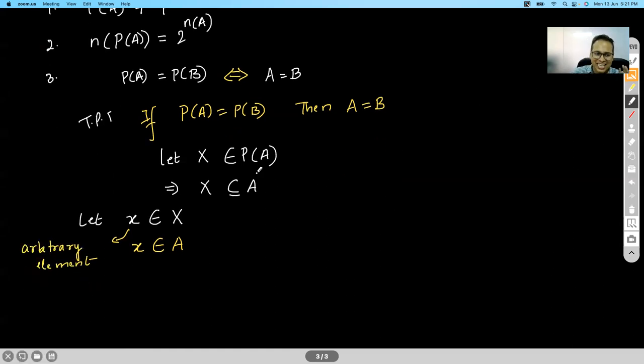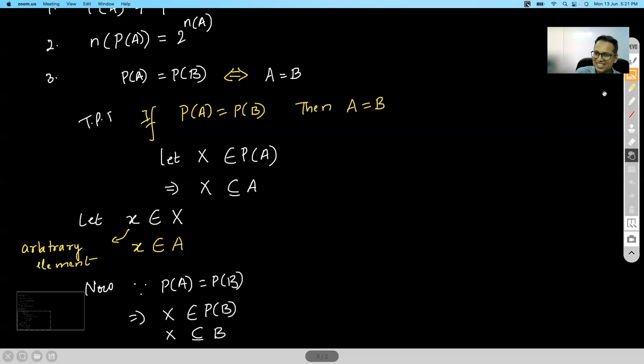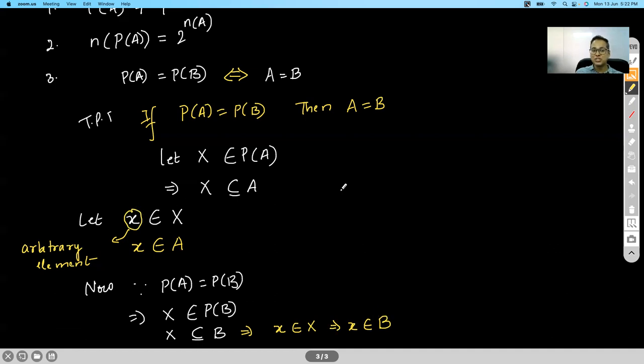Now, please understand that since P(A) is equal to P(B), can I say that capital X will also belong to P(B)? Yes or no? Which means capital X is a subset of B as well. Which means that arbitrary element which was belonging to X will also be a member of B. So this arbitrary element which was a member of X will now be a member of B.